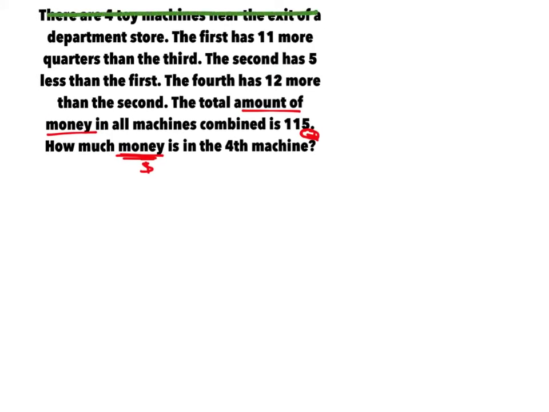Alright, so let's reduce this a little bit so we have room to work. There are 4 toy machines near the exit of a department store. We don't even need that sentence because we know there are 4 from reading the rest of the problem. The first has 11 more quarters than the third. Is the third mentioned anywhere else in here? No. So what should we do for the third? Yeah, we'll make that one X. So the third is X. The first has 11 more than the third. So what do I do for the first one? X plus 11.